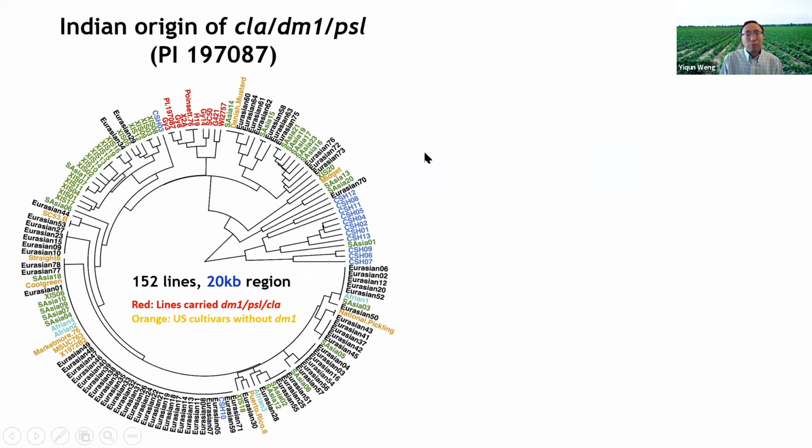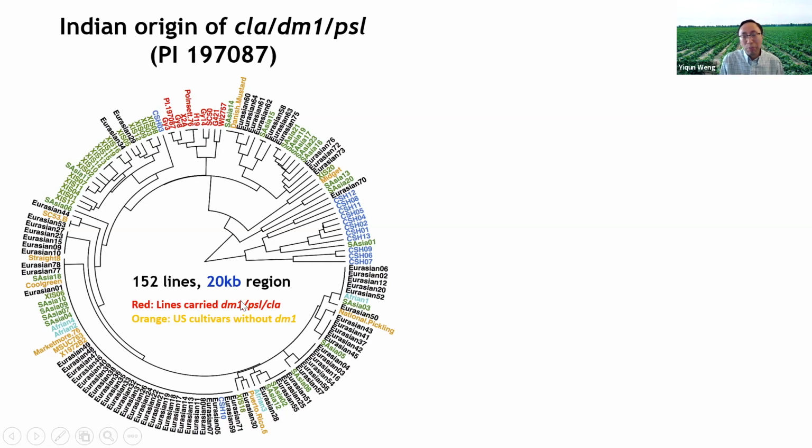Also, if we do the phylogenetic analysis, we can see this staggering gene, the mutant allele, originated from PI 197087 from India. If you use polymorphism in a Kinetic KB region to do phylogenetic analysis, you can see all the resistance will be clustered in one small clade.